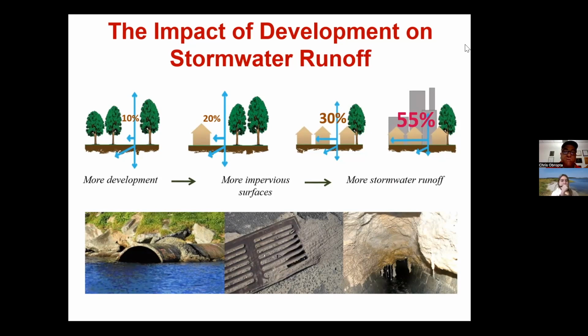An impervious surface is any surface that water doesn't pass through. So it's the roadway, it's the roof of the building, the sidewalks, the driveways, things like that.